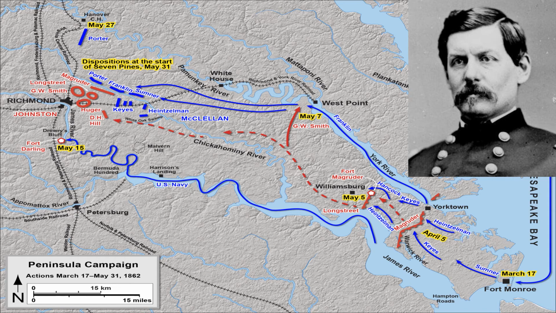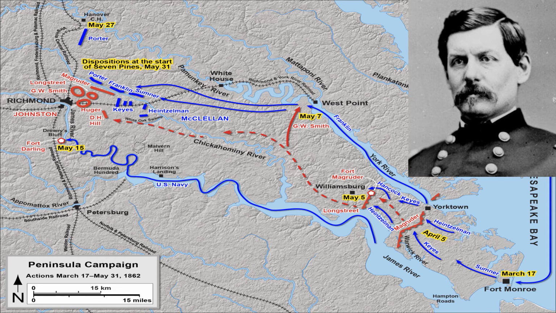McClellan's plan, by the way, bore many similarities to the one used by British General Charles Cornwallis during the American Revolutionary War. The Union and Confederates would even fight on the ground of the old Yorktown battlefield, starting in May of 1862. Progress on the peninsula was slow.